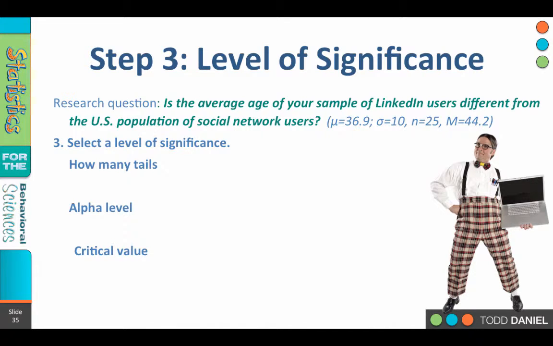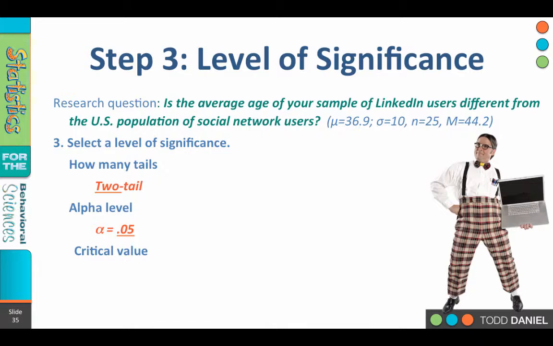step number 3. How many tails are in this test? How many tails are we using? Remember, we assume it is a two-tailed test. We know that because we're just looking for differences, not older or younger. What is the alpha level that we'll be using? 0.05. What is the critical value? For a normal distribution with an alpha level of 0.05, what is the z-score that we must exceed to have fewer than 5% of the scores in those two tails?